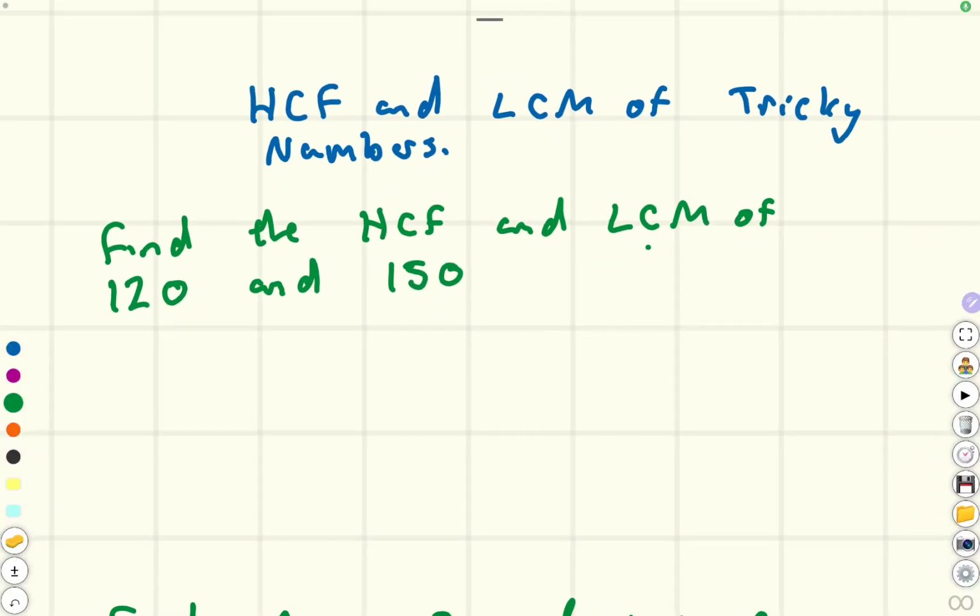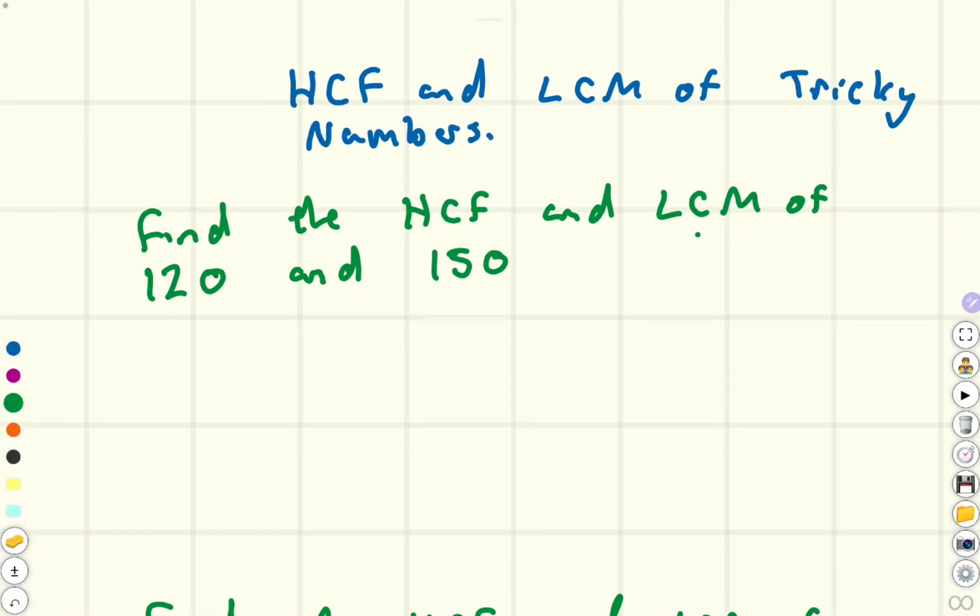To this video on finding the HCF and LCM of more tricky numbers. Now we're going to use the little cheat I introduced in a previous video. If you didn't watch that video, I'm going to introduce it to you now anyway.